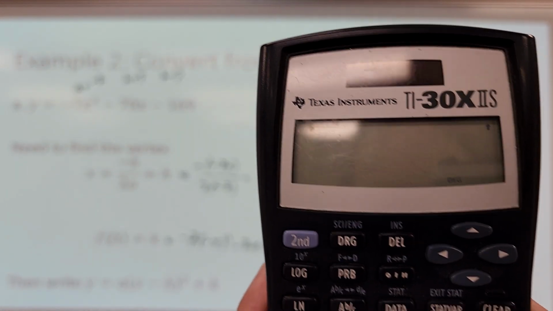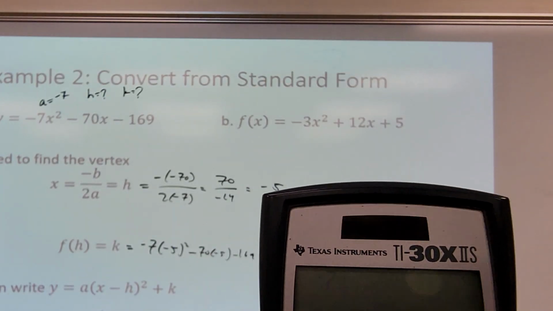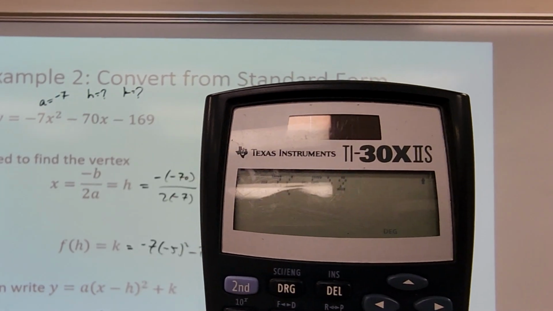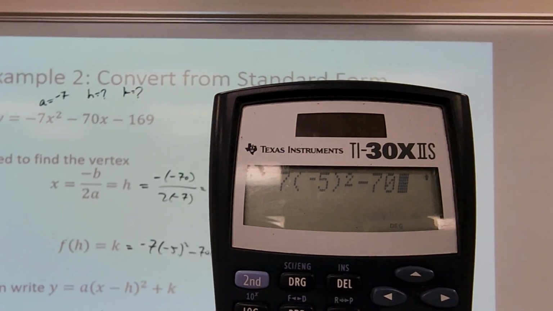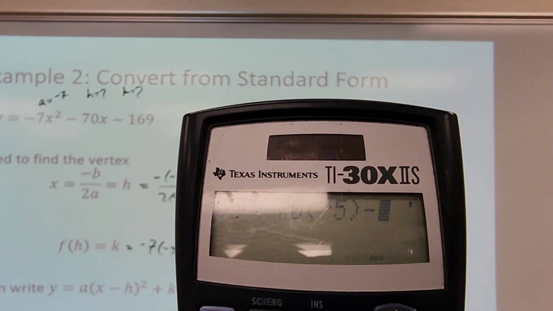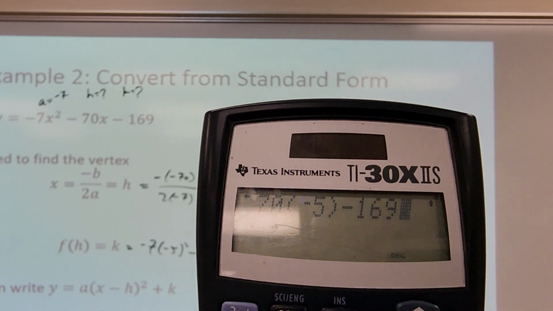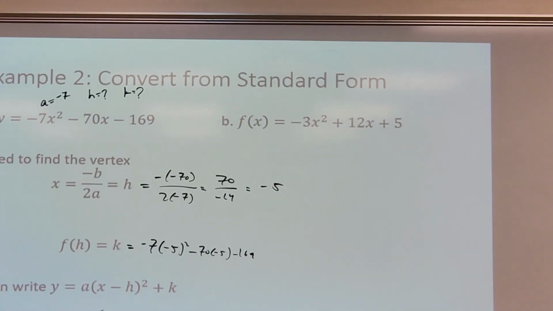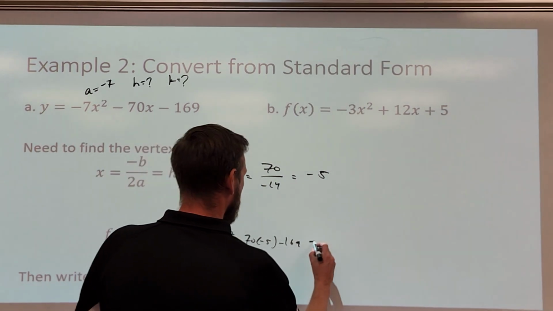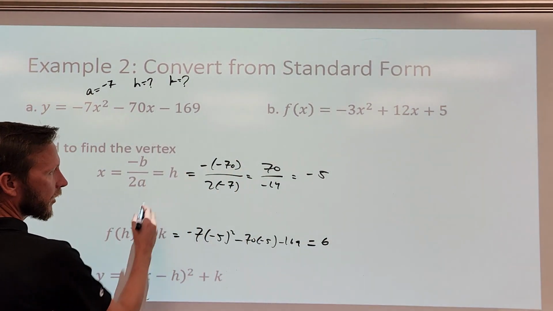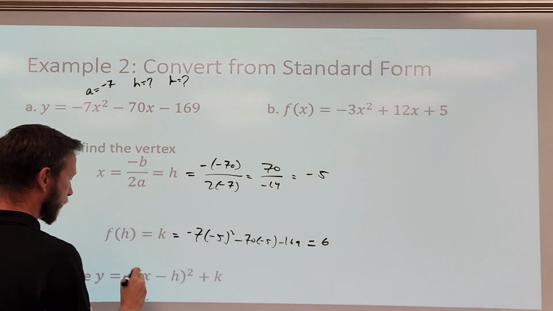All right, so we've got negative 7 times negative 5 squared minus 70 times negative 5, and then minus 169. This is why calculators are helpful. It'll do that in a heartbeat. Oh, I got out 6. So the output there is positive 6. The vertex is negative 5 comma 6.